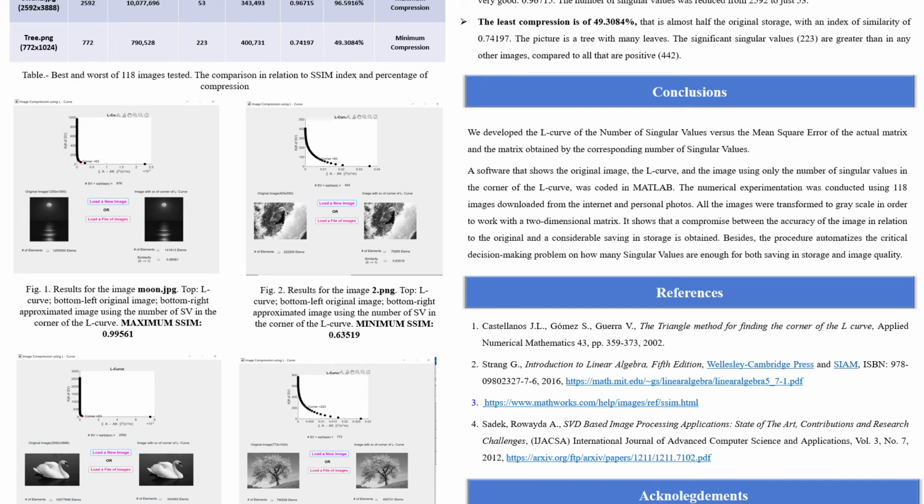And this was all performed with 118 images. And this procedure was actually automated in terms of the critical decision making problem on how many singular values are enough for both saving in storage and image quality, which was the purpose of using the corner of the L curve in singular value decomposition. So this shows that singular value decomposition and the corner of the L curve are effective in compressing images while at the same time preserving their quality.